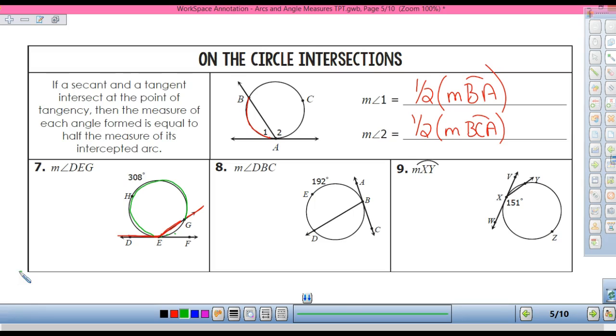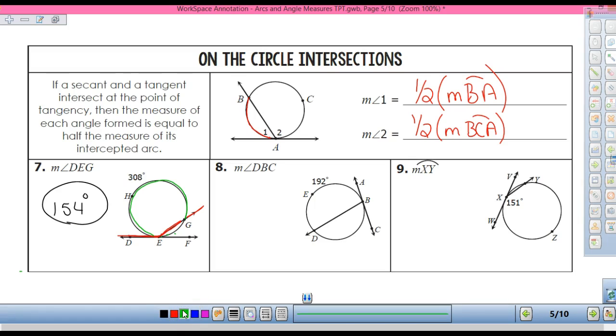It's 308, yep. So then what's my angle? What do I have to do with that 308? You just divide it by 2, because it's 1/2 the measure of the arc. And what do we get? 154 degrees. We just talked about the formula.